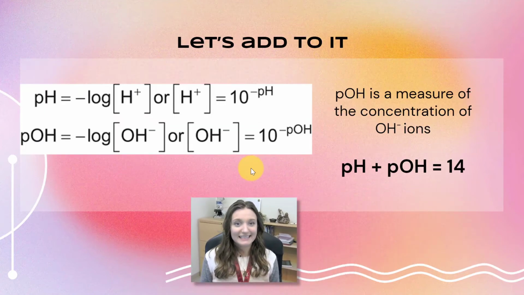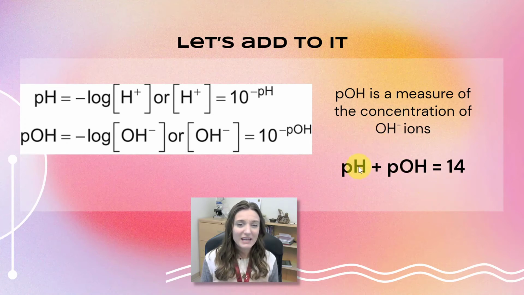Okay, now there's another half to this equation. It's called the pOH, power of hydroxide. pH means power of hydrogen, pOH is power of hydroxide. Here's the key though. pH plus pOH is equal to 14. So these two values added together equal 14.